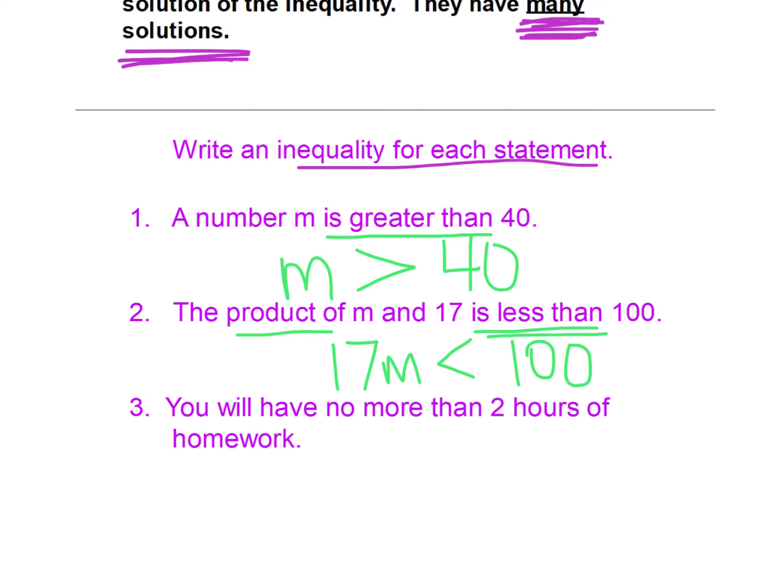Number 3, you will have no more than 2 hours of homework. Okay, so we'll use H to represent the hours of homework. And if we have no more than 2 hours, that means we could have less than 2 hours, or it could be equal to 2 hours. It would be okay if we had exactly 2 hours of homework or anything less than that. So here's where we would use the less than or equal symbol.